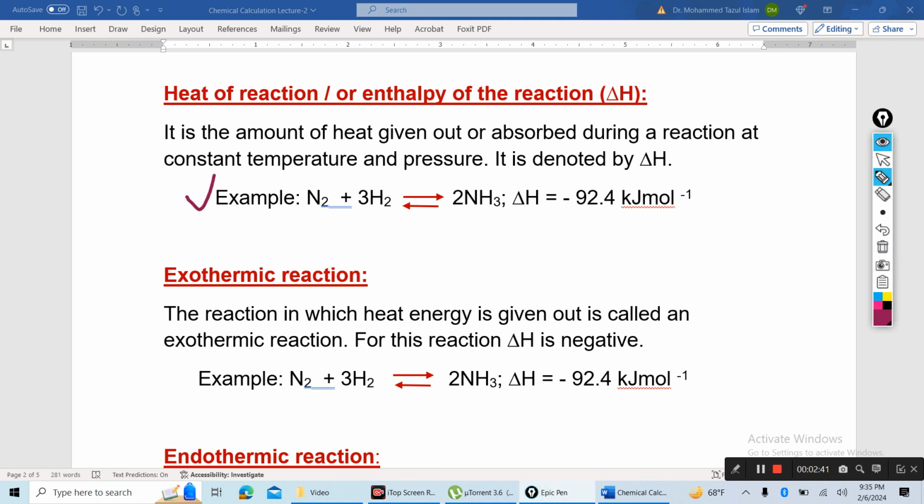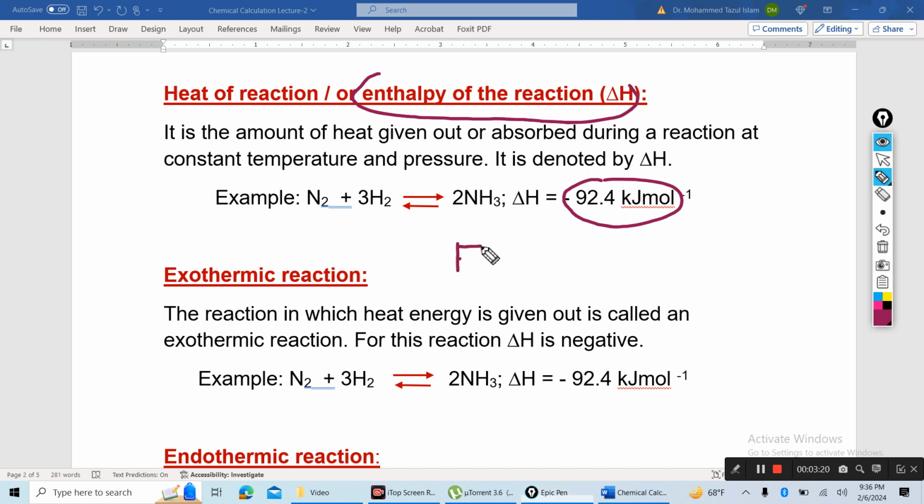Now you see, nitrogen reacts with hydrogen. When nitrogen reacts with hydrogen to produce NH3, NH3 means ammonia. This reaction when happen, negative 92.4 means 92.4 kilojoule energy is produced. So this 92.4 kilojoule energy is known as enthalpy of the reaction or heat of the reaction.